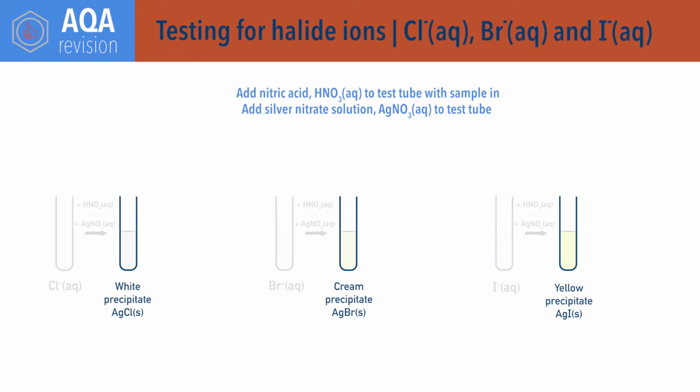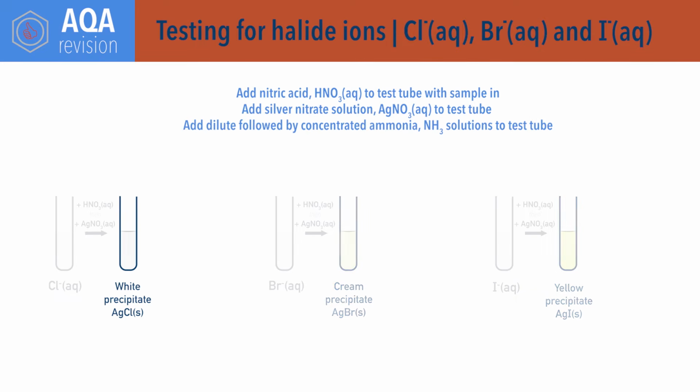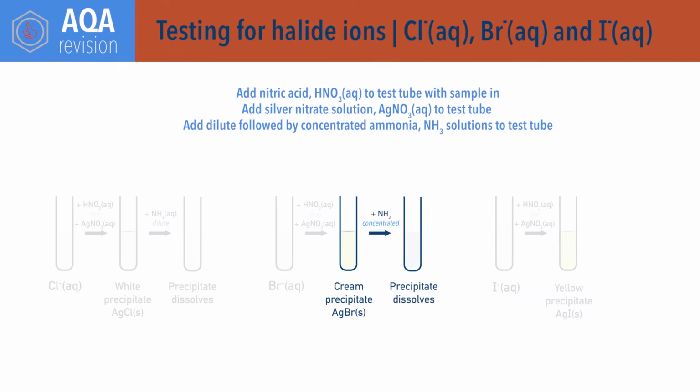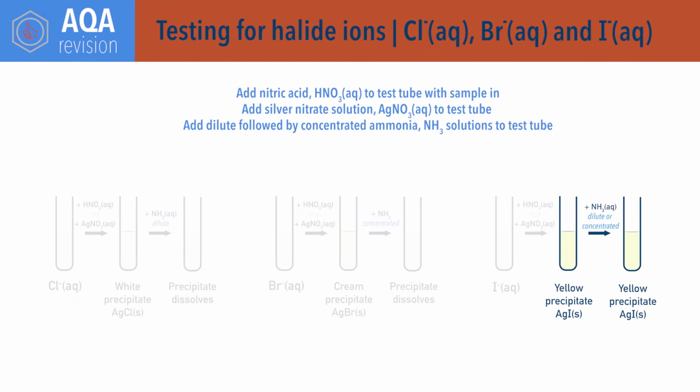To get around this, dilute and concentrated ammonia solutions are added. Silver chloride, AgCl, dissolves when dilute ammonia solution is added. Silver bromide, AgBr, doesn't dissolve if dilute ammonia solution is added, however will dissolve if concentrated ammonia solution is added. Silver iodide, AgI, won't dissolve in either dilute or concentrated ammonia solution.